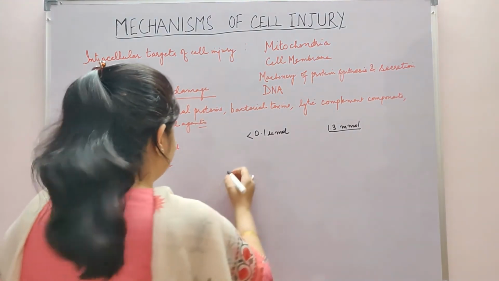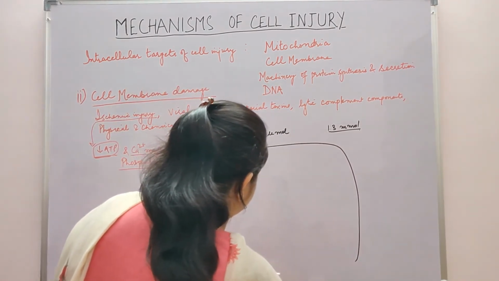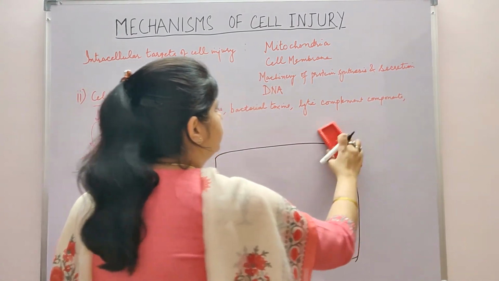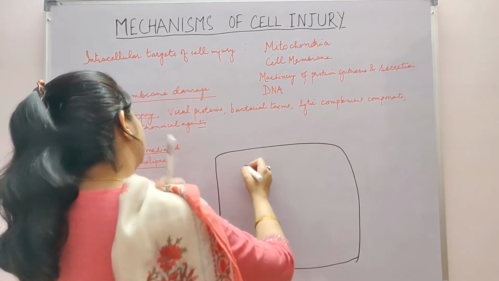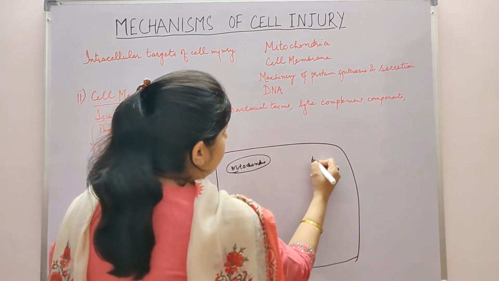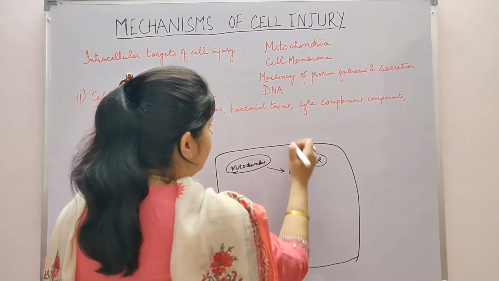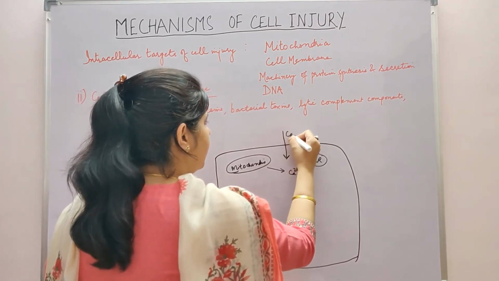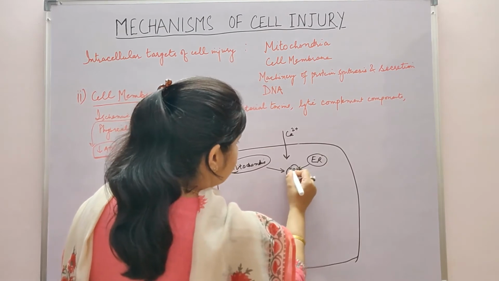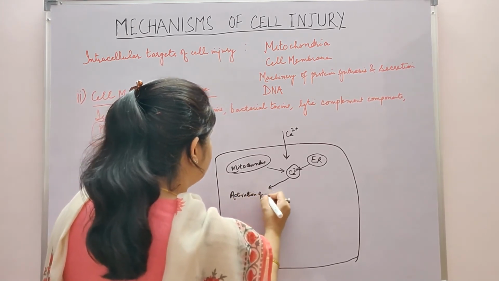So let us understand it with the help of a diagram. So this is a cell. And calcium is sequestered inside mitochondria and endoplasmic reticulum. So due to injurious stimuli, first there is release of calcium from these two sites, and later on there is calcium entry inside the cell from the extracellular source. So this calcium leads to activation of cellular enzymes. Increased calcium leads to activation of cellular enzymes.